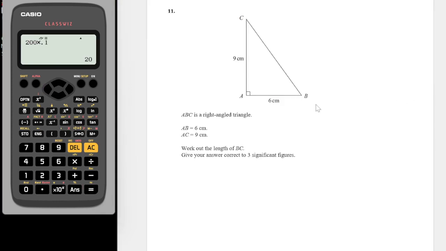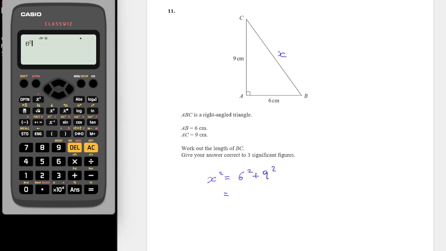Okay, question 11. ABC is a right angle triangle. AB is 6, AC is 9. Work out the length of BC. So we're using a bit of Pythagoras here. So if I call that missing length x for now, then by Pythagoras, x squared is going to be equal to 6 squared plus 9 squared. It's the hypotenuse, the longest side.